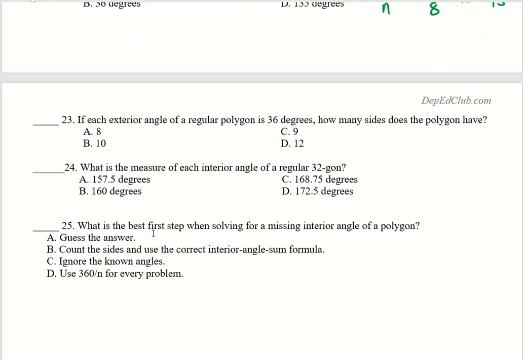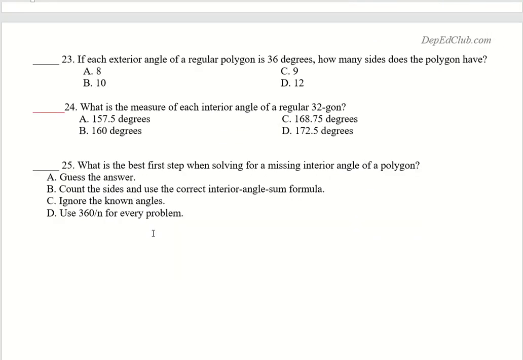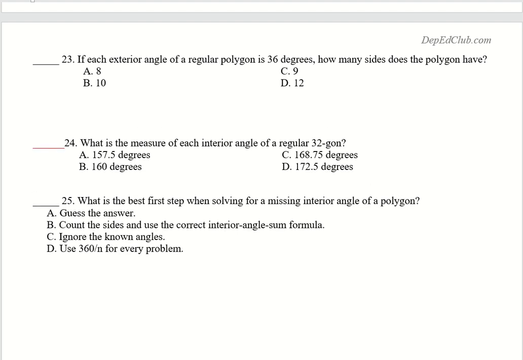Next, 23. If each exterior angle of a regular polygon is 36 degrees, how many sides does the polygon have? Okay, so they were asking how many sides the polygon has. So again, our formula for the exterior angle is 360 over n. Since they were asking for the number of sides, you will have 360 over the size of the exterior angle. So we'll have 360 over 36. So this is equal to 10.